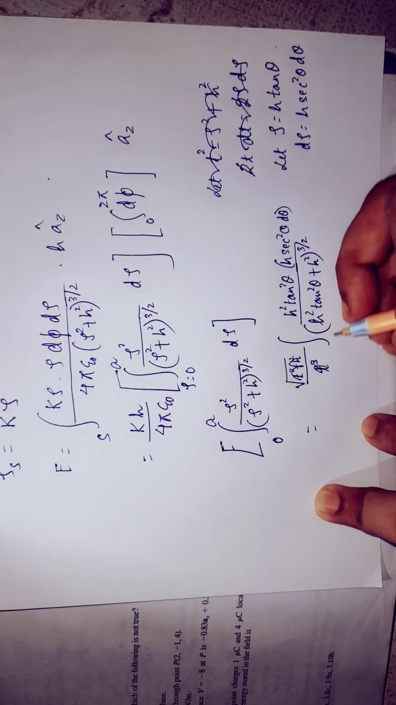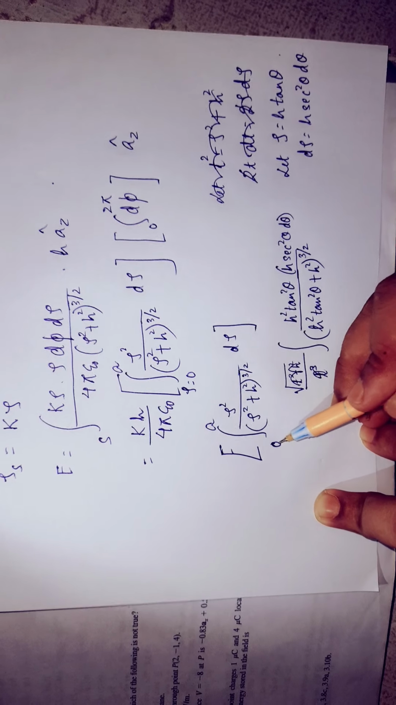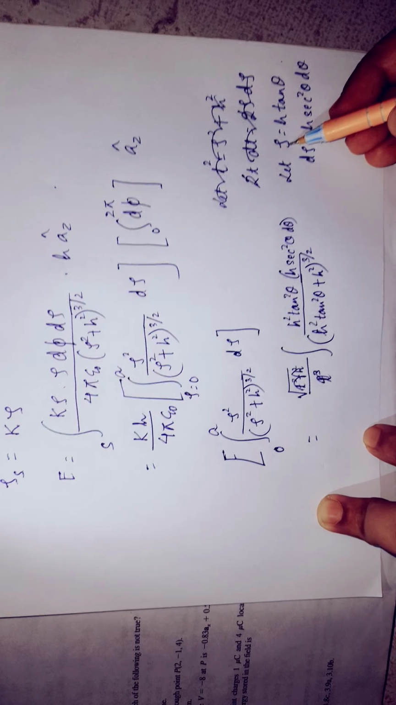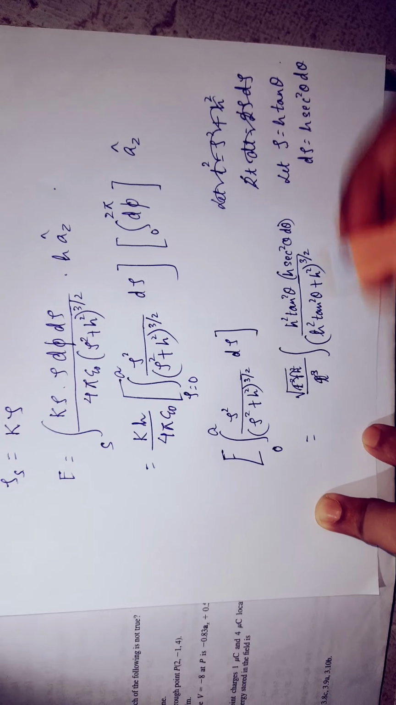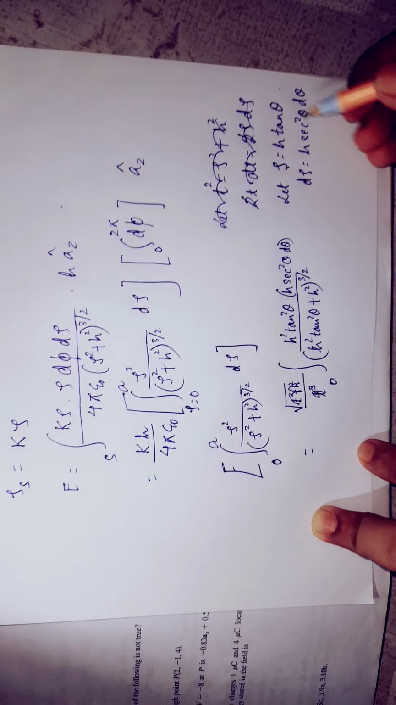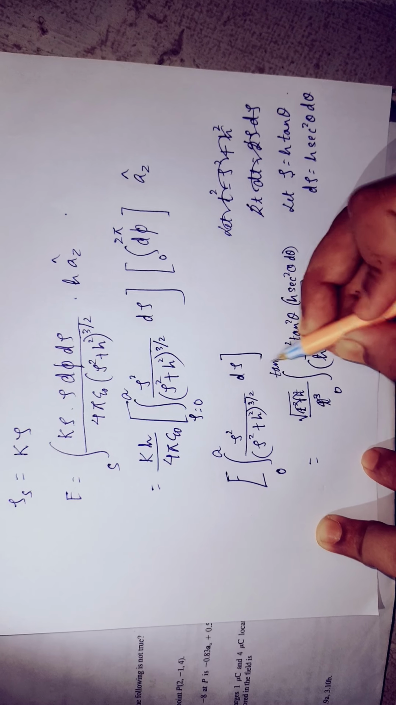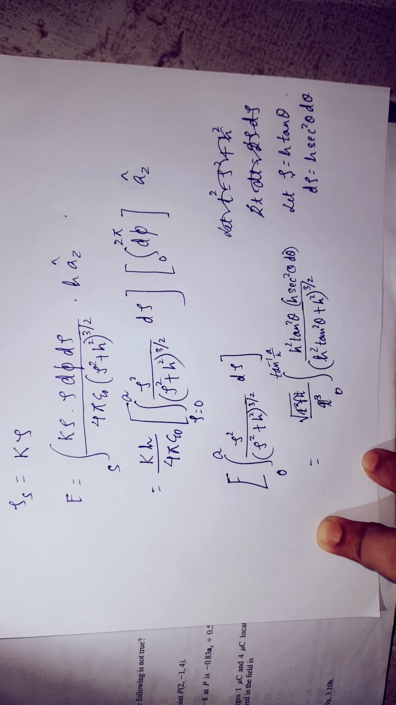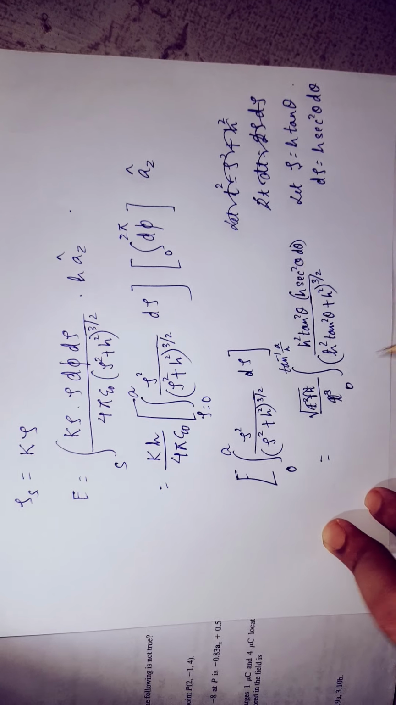And my integration was from 0. So basically when rho is 0, theta will be 0. When rho is a, then theta will be tan inverse a by h. So this is my limit. I hope all this is clear.